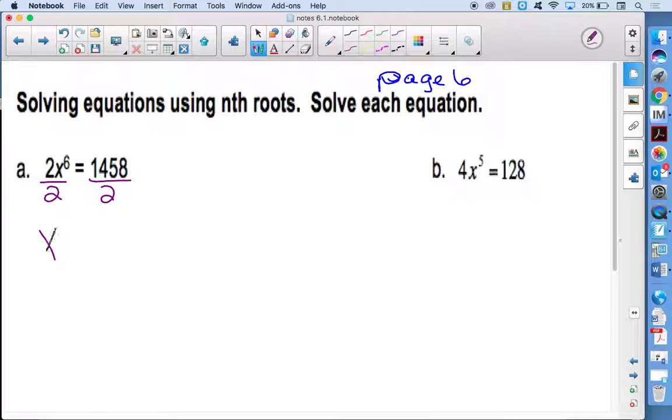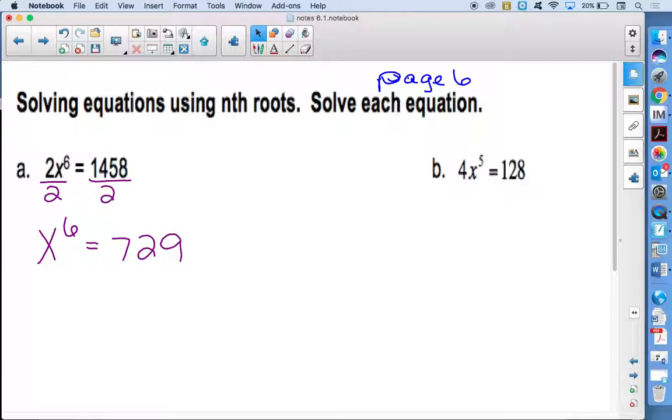So we still have the x to the 6th. The power isn't going away, but at least that variable now is by itself. And 1458 divided by 2 is 729. So we need to isolate the variable.